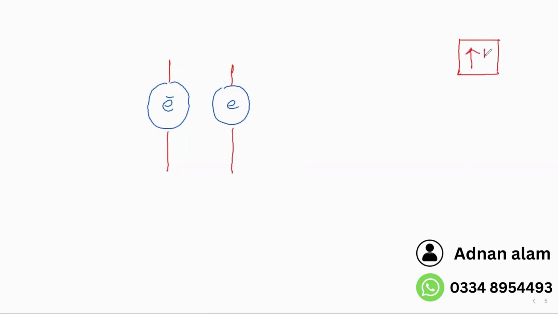Now, if two electrons are there in one orbital, like this is one electron and this is the other electron. The orbital is represented with this box, and a maximum of two electrons can be placed in one orbital. Those two electrons spin in opposite directions. One of them, the one on the right, has clockwise spin, and the other has anti-clockwise spin.